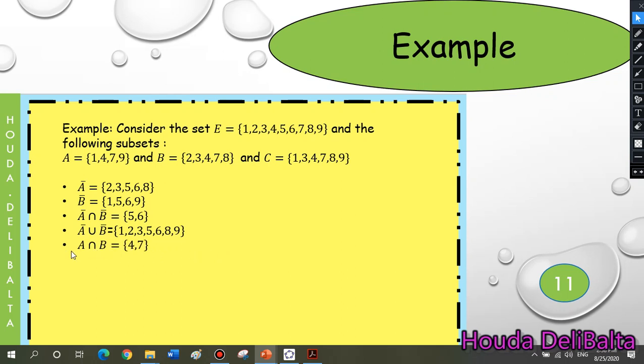Now if I'm asked to find A intersection B, then I'm going to go back to the given sets A and B. What's the intersection between A and B? The common elements are 4 and 7. So it is just including 2 elements, and we call it a pair set as well. Let's continue.